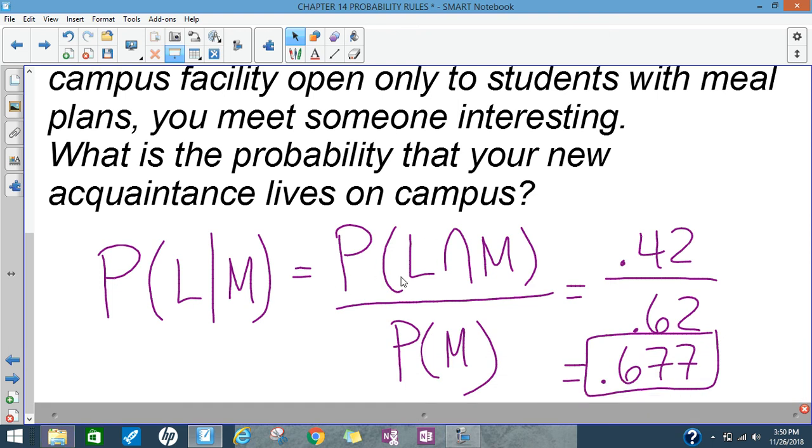First we need to find the probability of living on campus and having a meal plan. We know that to be 0.42. Divide that by the probability of having a meal plan, which we know to be 0.62. This is just a simple division, and we get the probability as 0.677. So given that you're talking to somebody who has a meal plan, the probability that that person lives on campus is 0.677. In fact, the probability of a person living on campus, given that they have a meal plan, is higher than the overall probability for the students at that school.